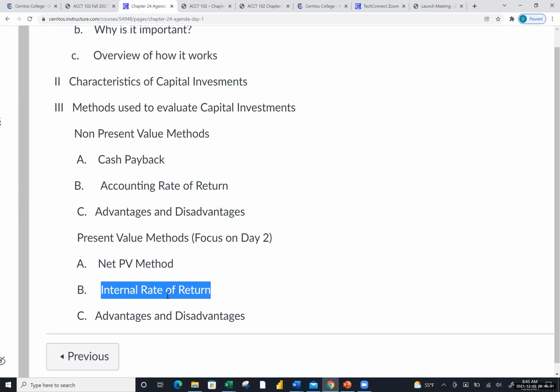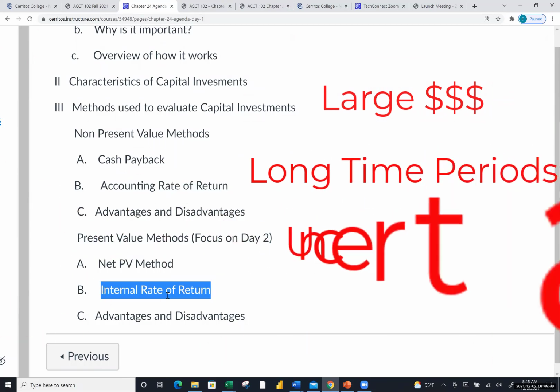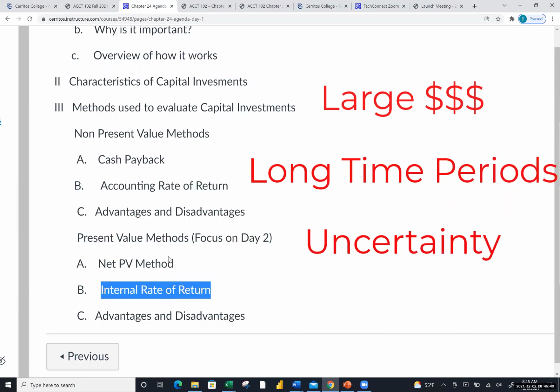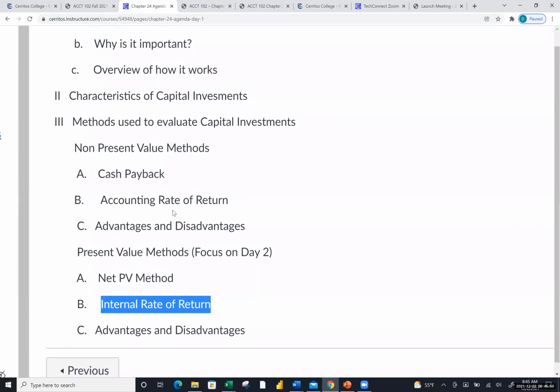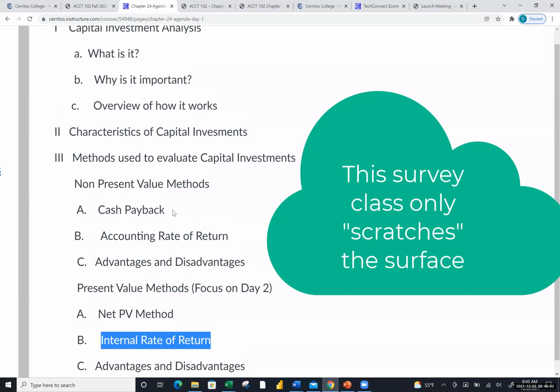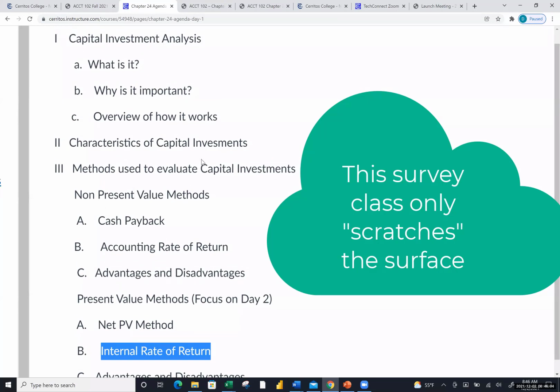Again, the importance of the chapter is we're talking large dollars, long time periods, higher risks of uncertainty. Because of that, this is a chapter that your author put in at the very tail end, knowing that we're just scratching the surface here. There's a whole lot more to these 4 methods than what we're going to have time for. That's why all business majors will be required to take that upper level of finance classes where you'll really dive into these 4 methods with some of the more complicating factors that come in.